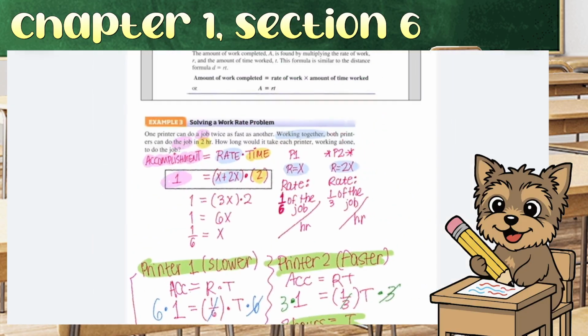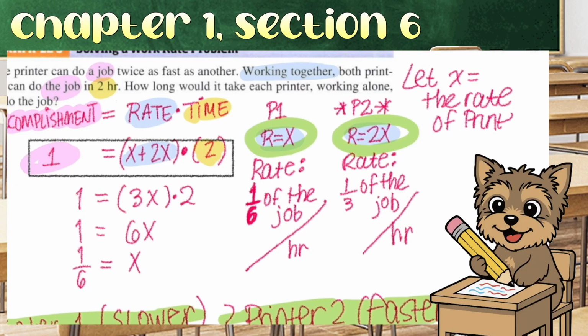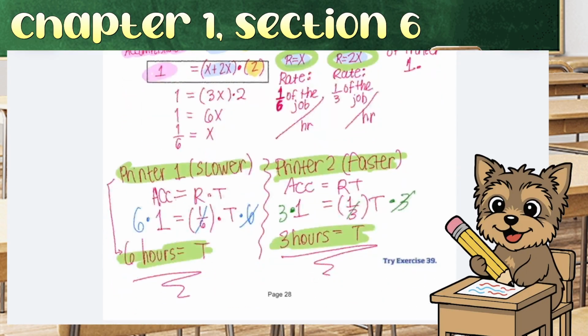So what did x stand for? The rate of printer 1. Then printer 2 was 2 times that, so 2x. It is not a bad idea, like I said in class, to write your let statement. We talked about that when we did word problems at the very beginning. And once you know what your x or whatever your variable stands for, then you're on to a good trajectory. So you want to make sure you really know what you're setting up to do, okay? But that's example 3. That's the end of that.